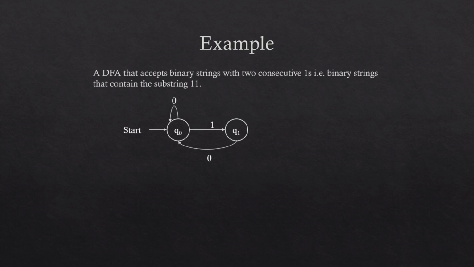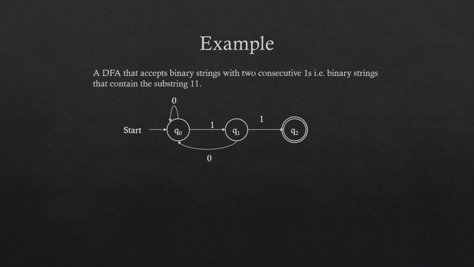Now, if it's at state Q1, which means the last symbol was 1, and if the next symbol is also 1, that means the input contains 2 consecutive ones, and it moves to state Q2. Since this automaton should accept strings that contain 2 consecutive ones, Q2 is the final state. That's why we use the double circle here.